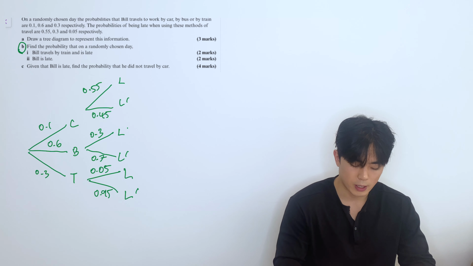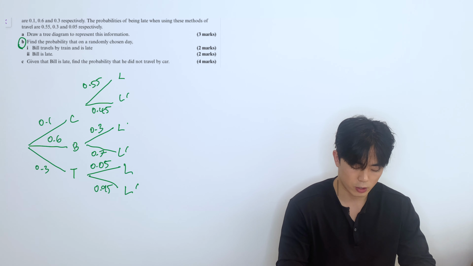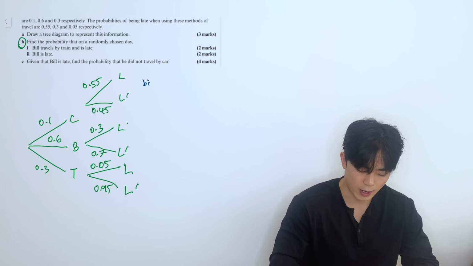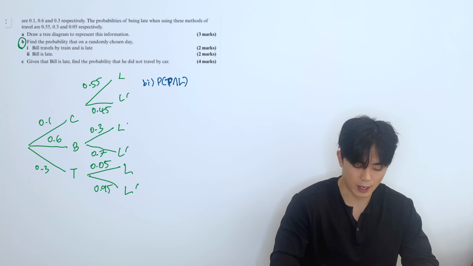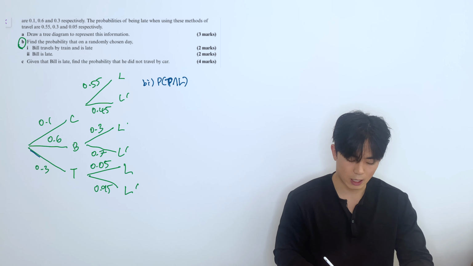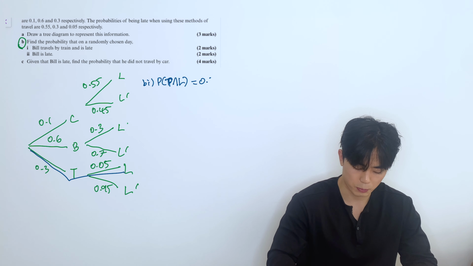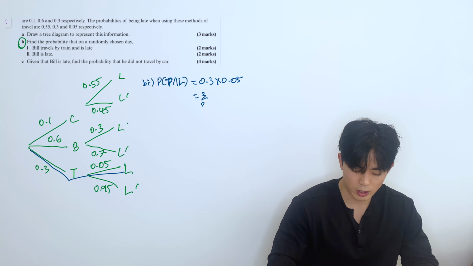Part b, find the probability that on a randomly chosen day, Bill travels by train and is late. So we're asked to find the probability of Bill traveling by train and being late. So T and L. Remember, T and L will be this section here, right? So we're going to go 0.3 times 0.05, which gives us a value of 3 over 200.